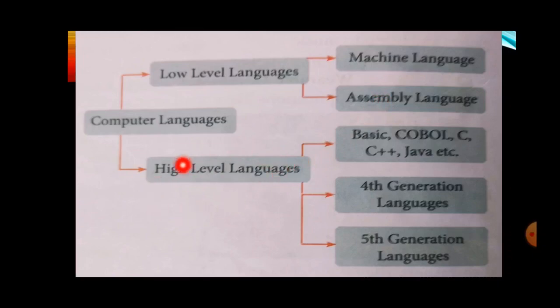After that, high level language. In high level language, again there are three generations. First one is third generation language. Under this, BASIC, COBOL, C, C++, Java, many languages are there. After that, fourth generation language.